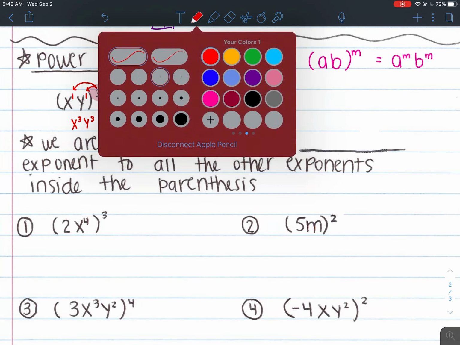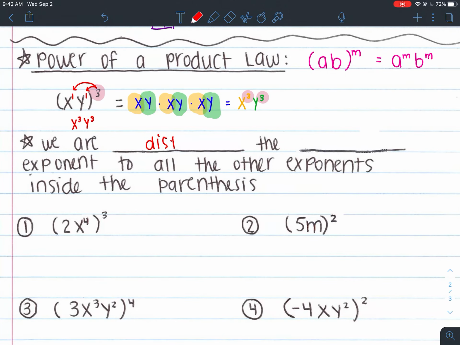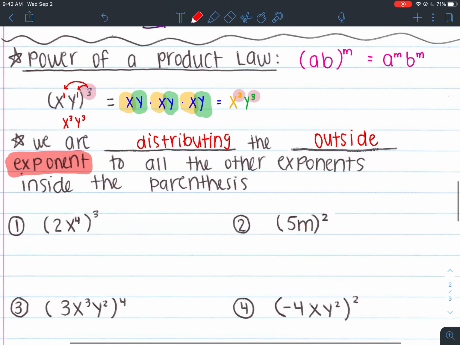So in retrospect, what are we doing? We are distributing, right? Remember, distributing is multiplication. We are distributing the outside exponent. Just like when we distribute with numbers, we distribute the outside term into the parentheses. Well, here we're taking the outside exponent, let me highlight exponent real quick, and we're distributing it to all the other exponents inside the parentheses.